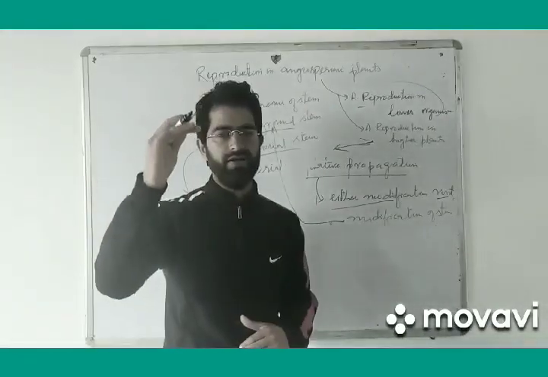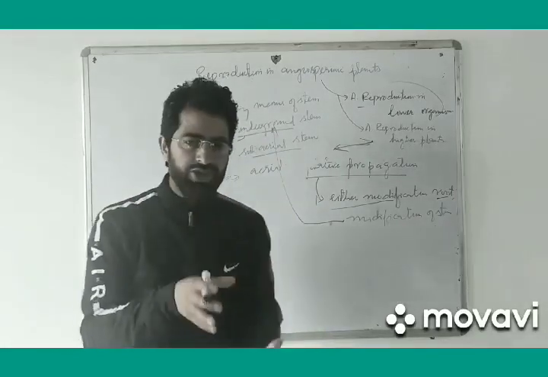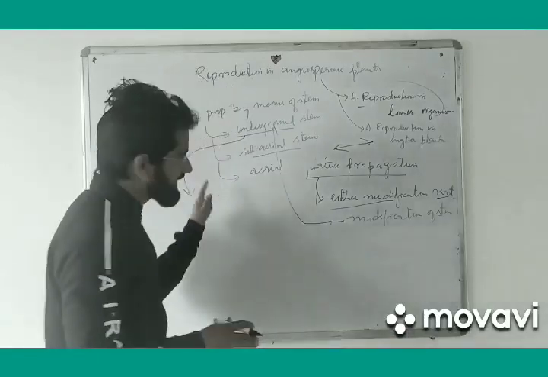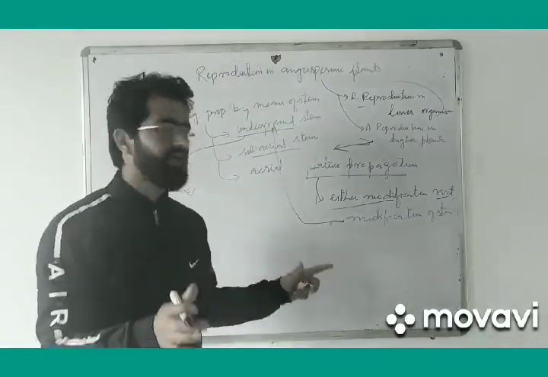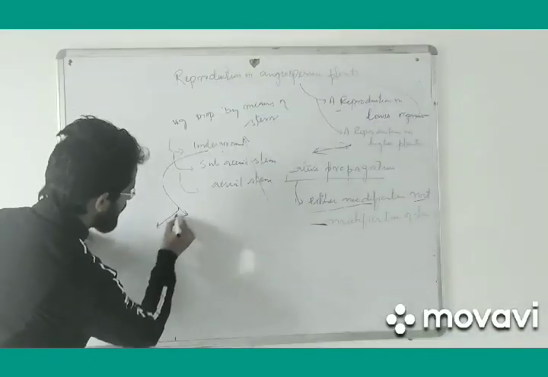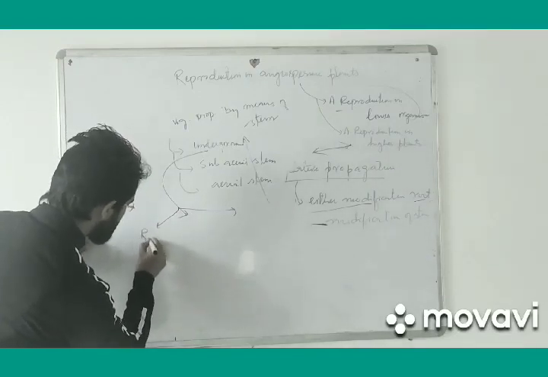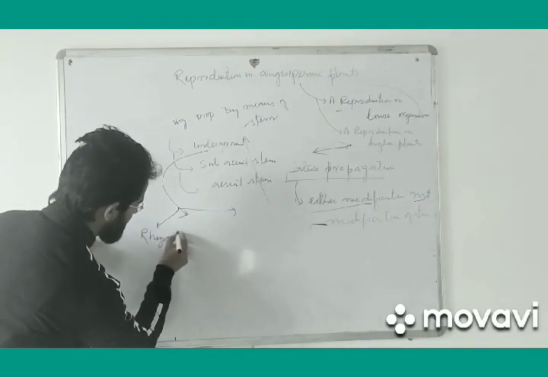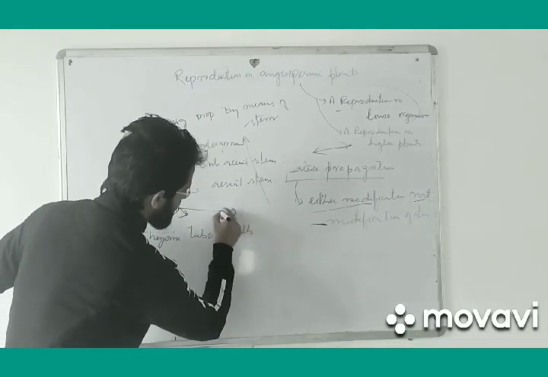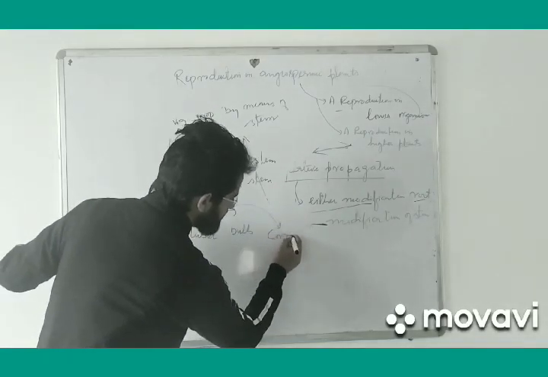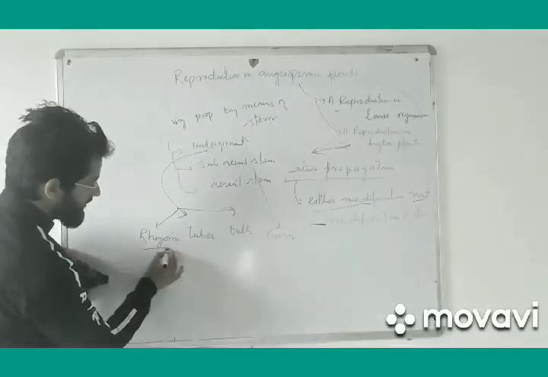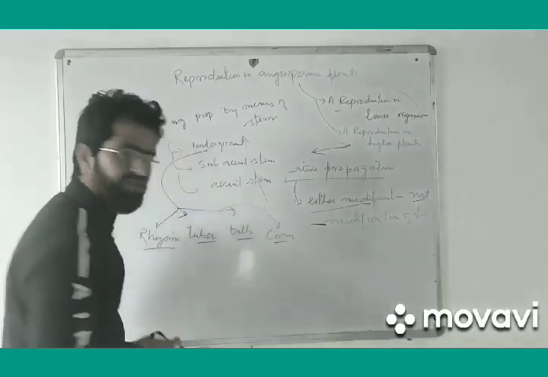Usually stem is an above ground part. Sometimes what happens, a portion of stem remains under the soil and spreads the branches. When these branches help the plant in propagation, we call it propagation by means of underground stem. It has been delimited into four types. One is rhizome, second is tuber, third is bulb, and fourth is corm.